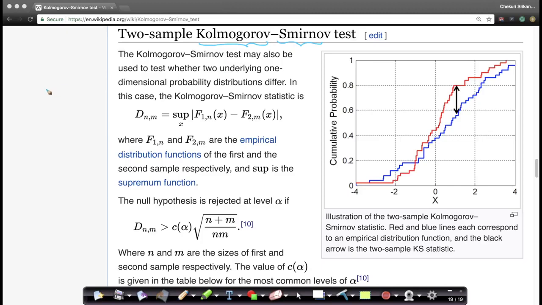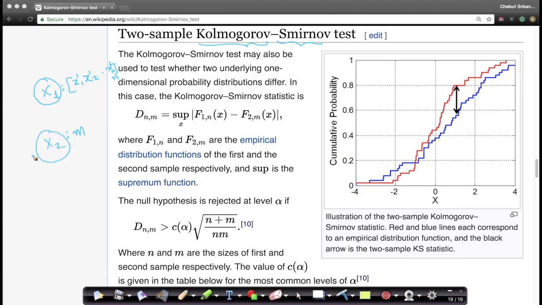Let's assume I have two random variables, x1 and x2. And let's assume I sampled some data points and I have n samples. Let's call them x11, x12, and so on and so forth, up to x1n. Suppose I have n observations for my random variable 1, and let's assume I have m observations for my random variable 2.